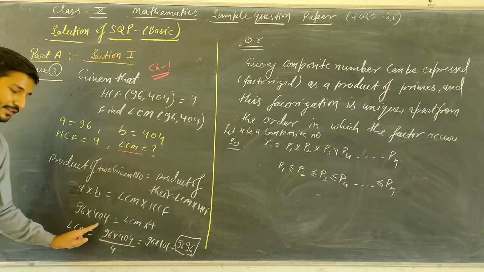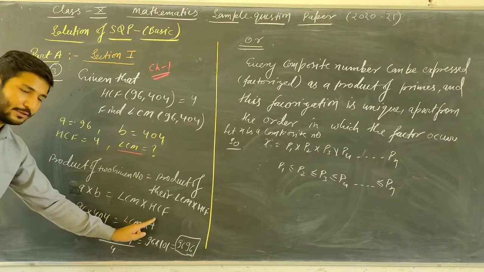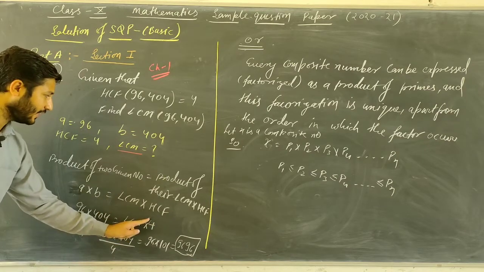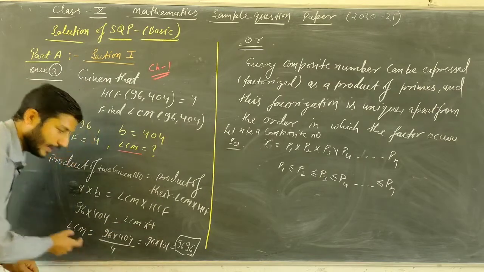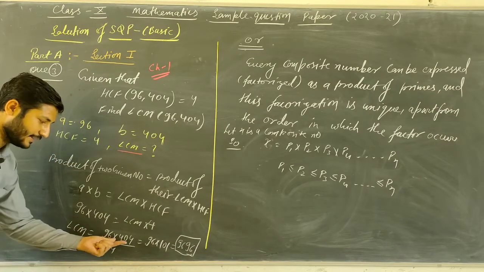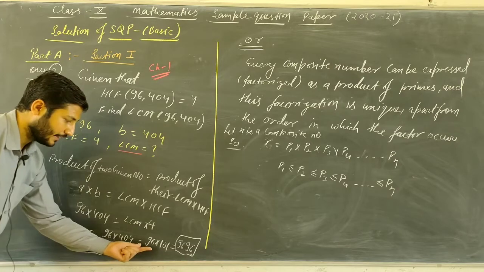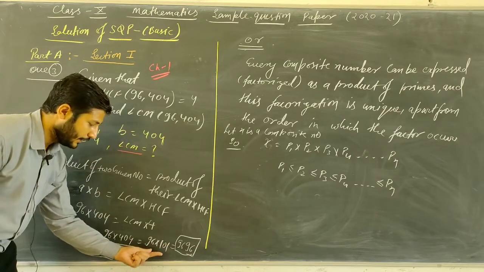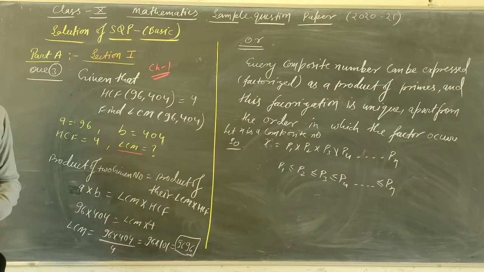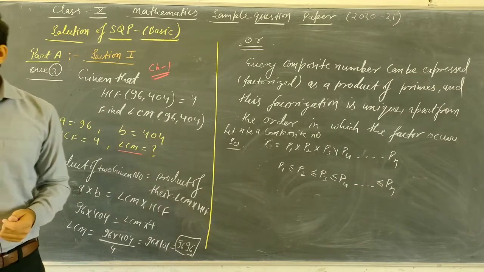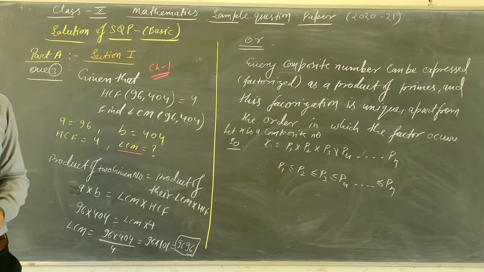Place here 96 into 404 is equal to LCM into HCF. The value of HCF here is 4. You have to calculate LCM, then shift 4 to the other side. Once shifted, 96 into 404 divided by 4 gives 96 into 101. Multiply these two terms: 9696. This is the solution.